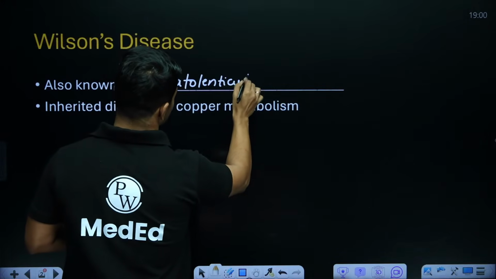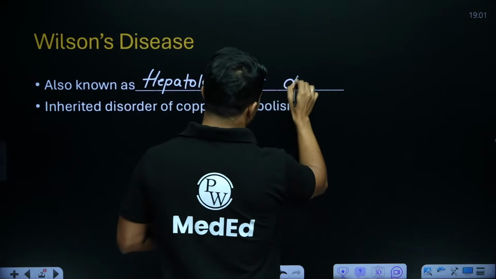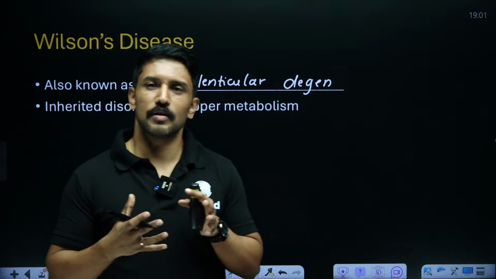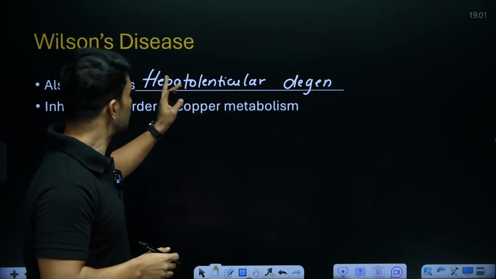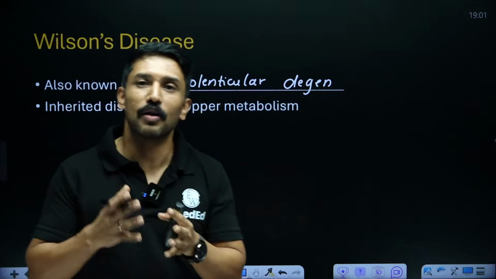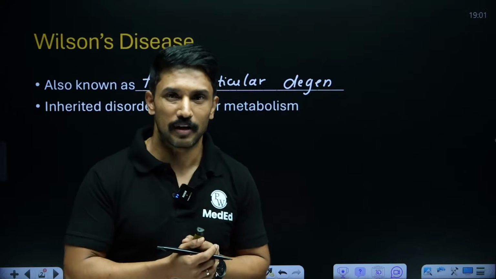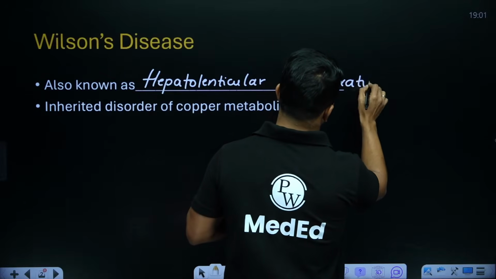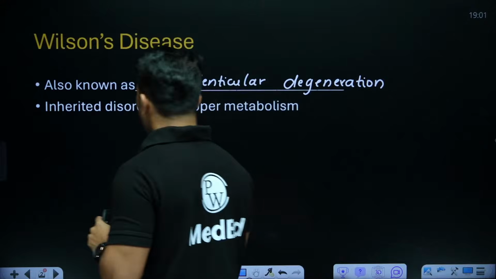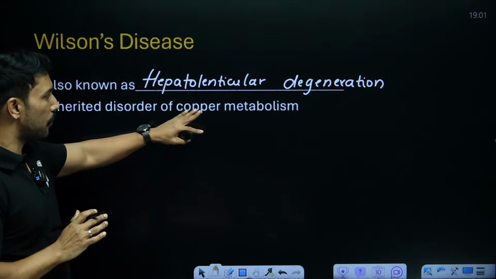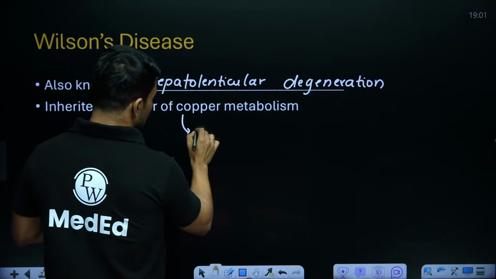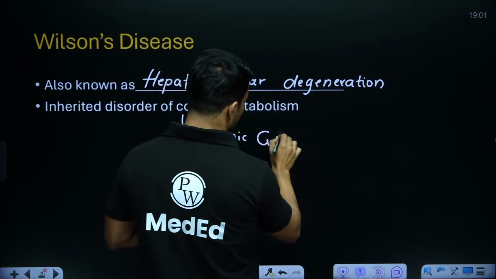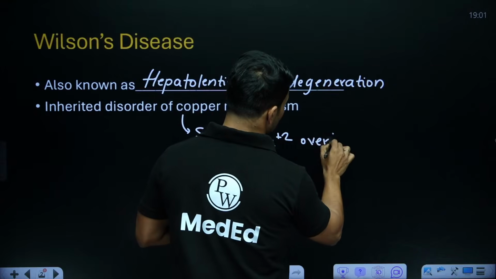Hepatolenticular degeneration. Why is it called hepatolenticular degeneration? Because the two most commonly affected organs by the copper overload are the liver and the lenticular nucleus, which is part of the basal ganglia, right? Neurological manifestations. That's why it is called hepatolenticular degeneration, or you can also call it Wilson disease. It is an inherited disorder of copper metabolism where we have systemic copper overload. And what is the reason for this systemic copper overload?